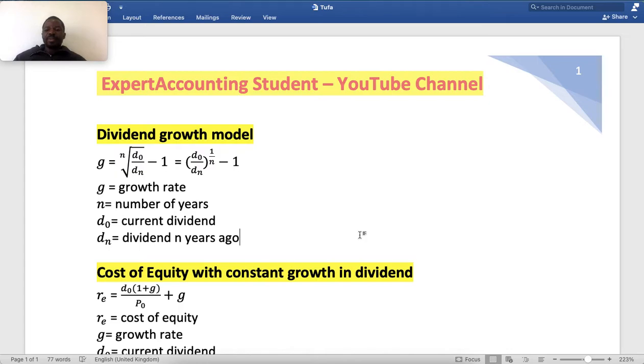Now, here are the formulas. There is the dividend growth model, where we'll be calculating the growth rate in dividend, and this formula is not given in your formula sheet, so please copy it down and memorize it, and also know all the parts of this formula, where G is the growth rate, N is the number of years, D0 is the current dividend, and Dn is the dividend N years ago.